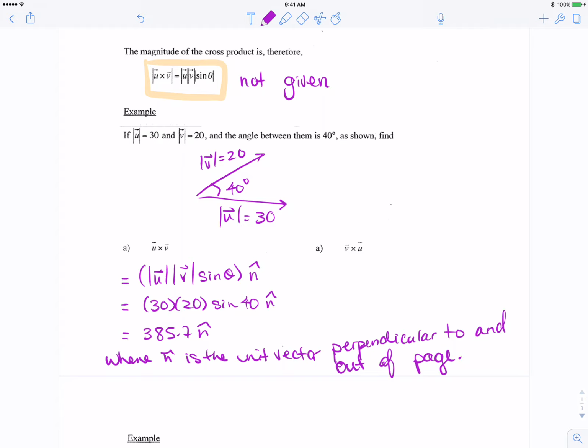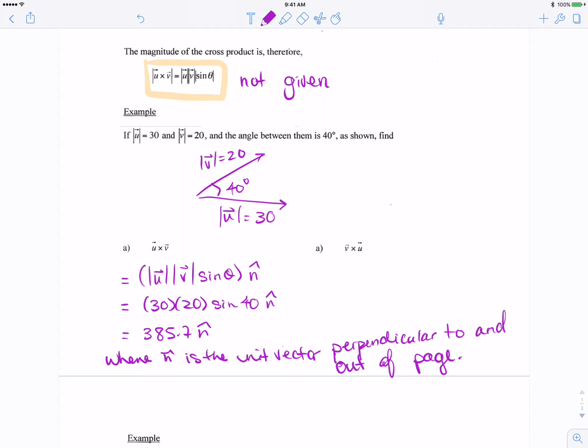If I have my vectors u and v, imagine they're in the plane. So they're in a piece of paper. This is u and v. The cross product is always perpendicular to that page. So this is the plane. U cross v goes out of the plane.